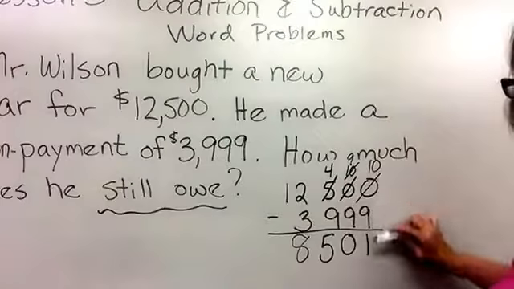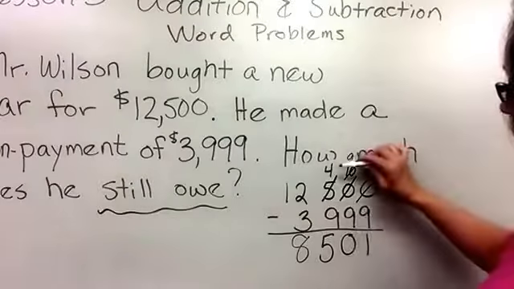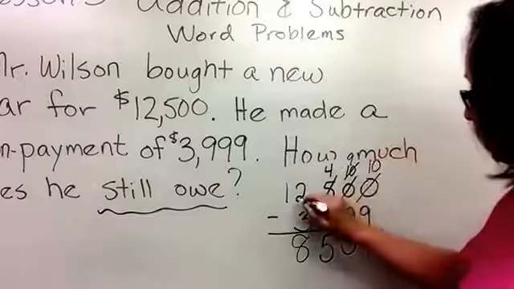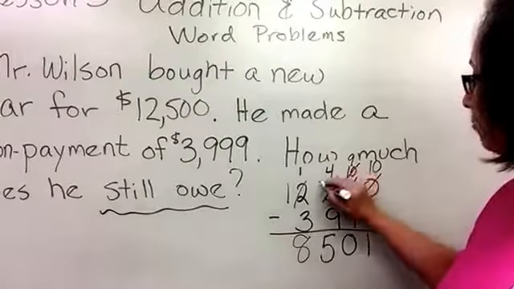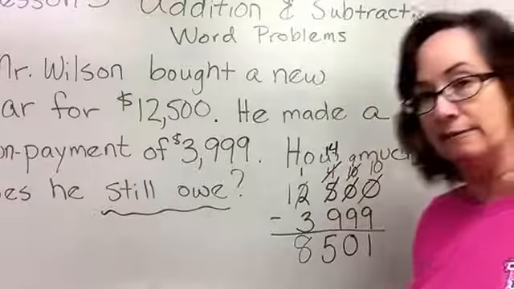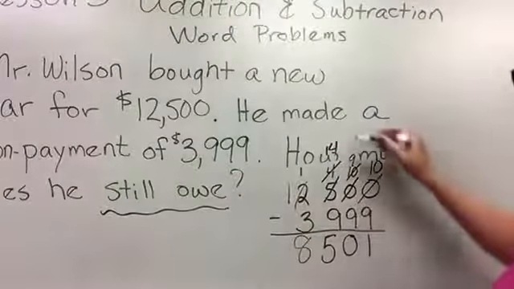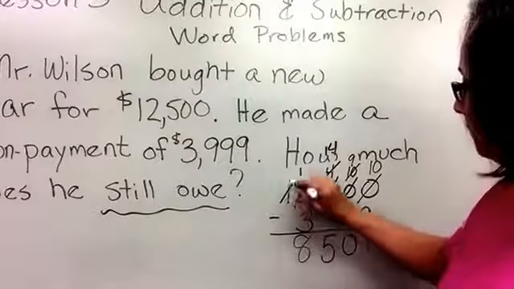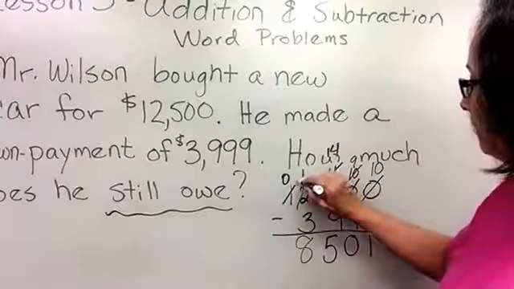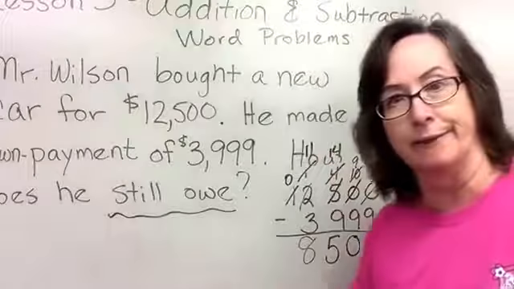But 10 take away 9 is 1, 9 take away 9 is 0, 4 take away 9, oops, I got to borrow again. So this one, if we were doing it the new way, they would cross out the 4 and put a 14. Okay, so 14 take away 9 is 5, and then they would do it again here. They would make this a 0, and then they would cross out the 1 and make it an 11.